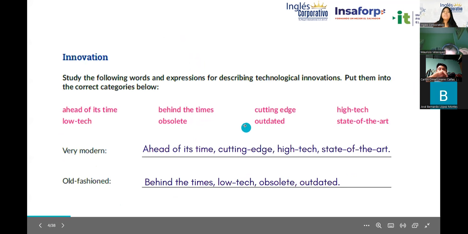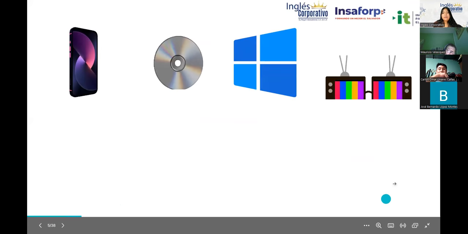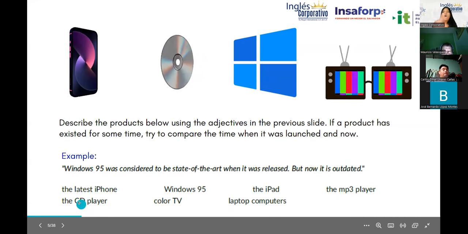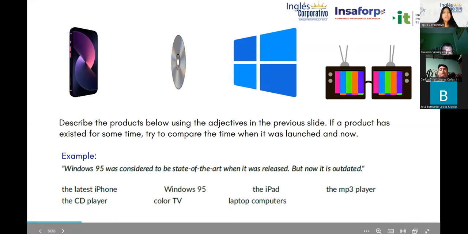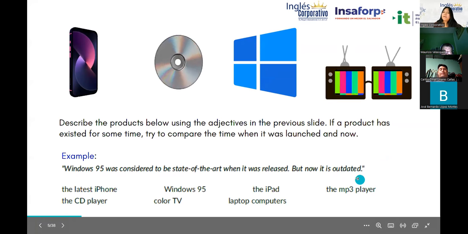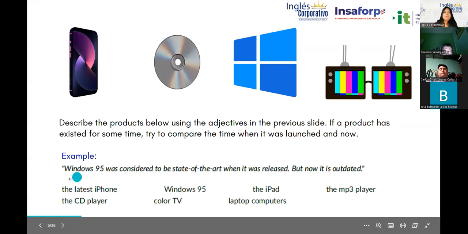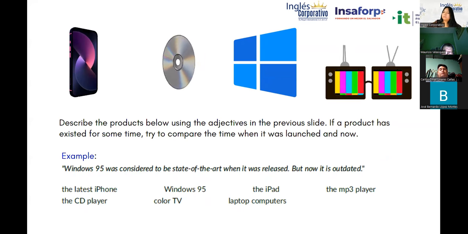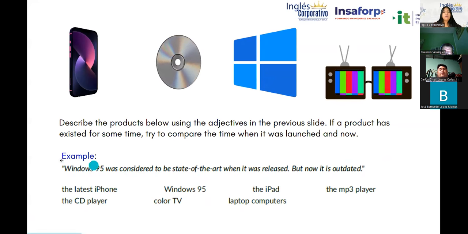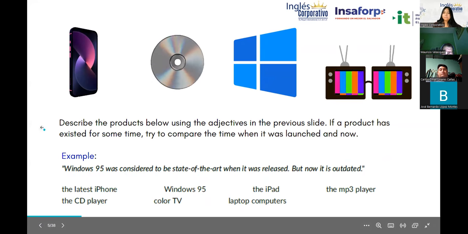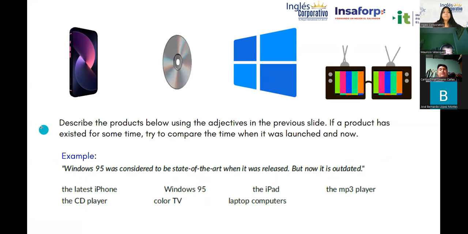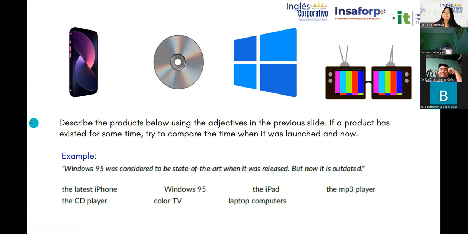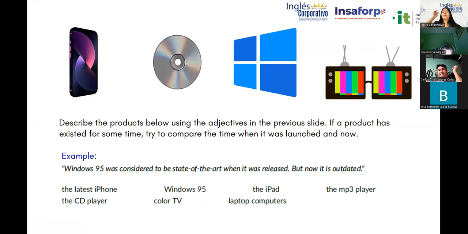Obsolete. Okay, so? The CD player is obsolete. Okay, the CD player is obsolete. Very good. Another item or product, guys? Yes, describe it with the adjectives that we covered yesterday. The laptop computer is not obsolete, but is better. Okay. More up.